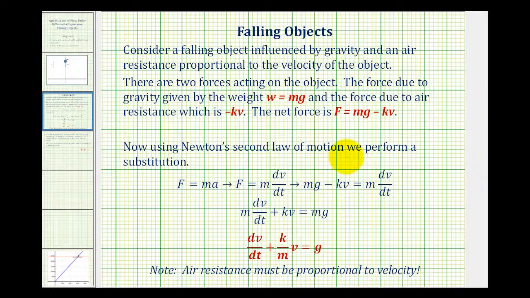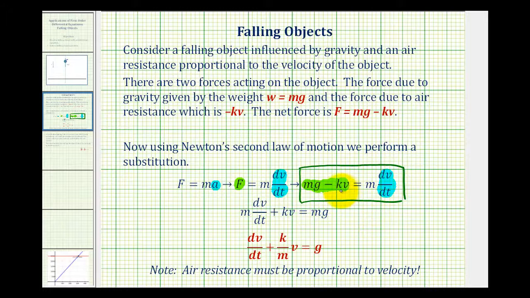Using Newton's second law of motion, we know force is equal to mass times acceleration, where F equals m times a. Well, the first thing we can do is replace acceleration with dv/dt, or the change in velocity with respect to time. Next, we now know that our net force, or big F, is equal to mg minus kv. So here's a differential equation that we can use to model the falling object, but we do want to change the form of this differential equation.